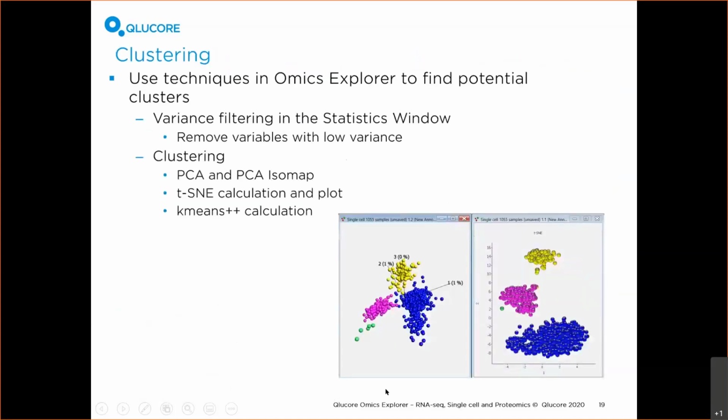But so in this example, we will use different techniques in the software to find potential clusters. We will use variance filtration or standard deviation filtration in the statistics windows to take away noise in the data set, take away variables with a low standard deviation. And then we will use clustering in PCA and t-SNE plots. And we will also use the k-means plus calculation to help us find groups.